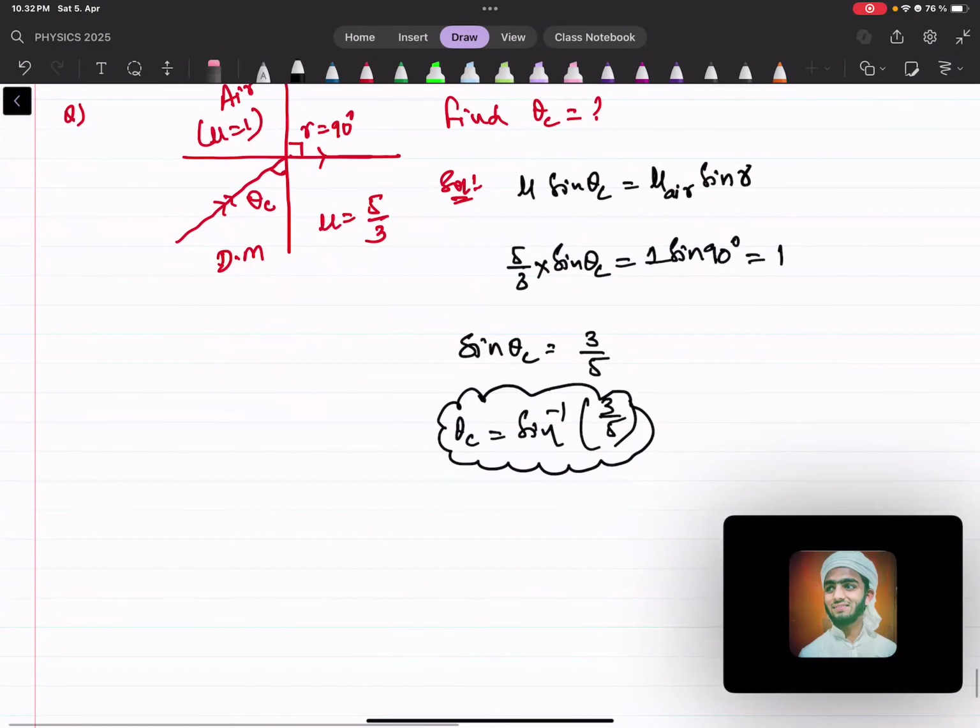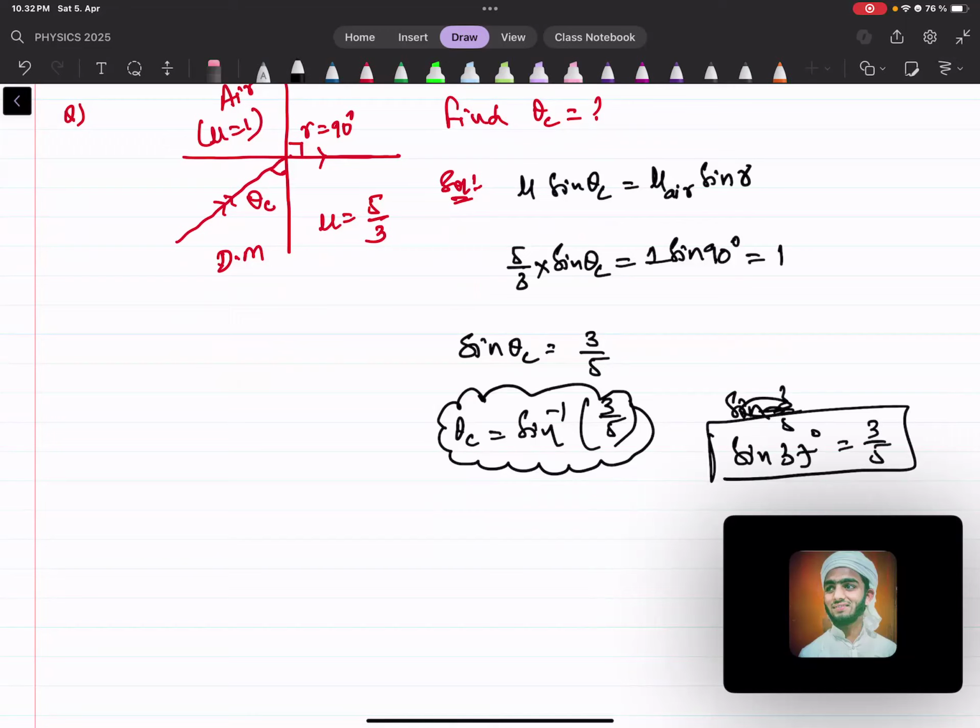If sine inverse is 3 by 5, what will be the angle? Anyone? 37. Sine of 37 is equal to 3 by 5. Clear? That means critical angle will be equal to 37 degrees. Clear?